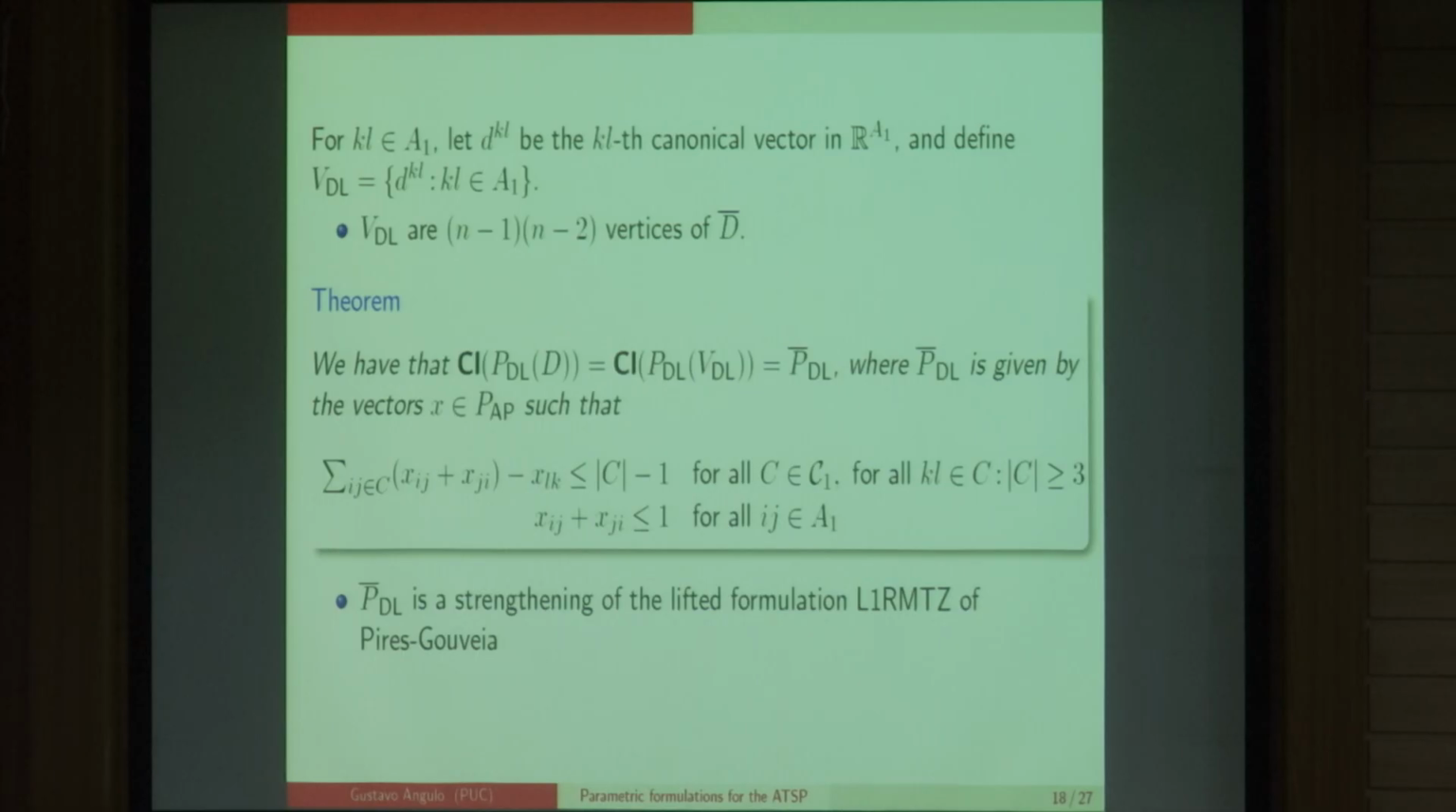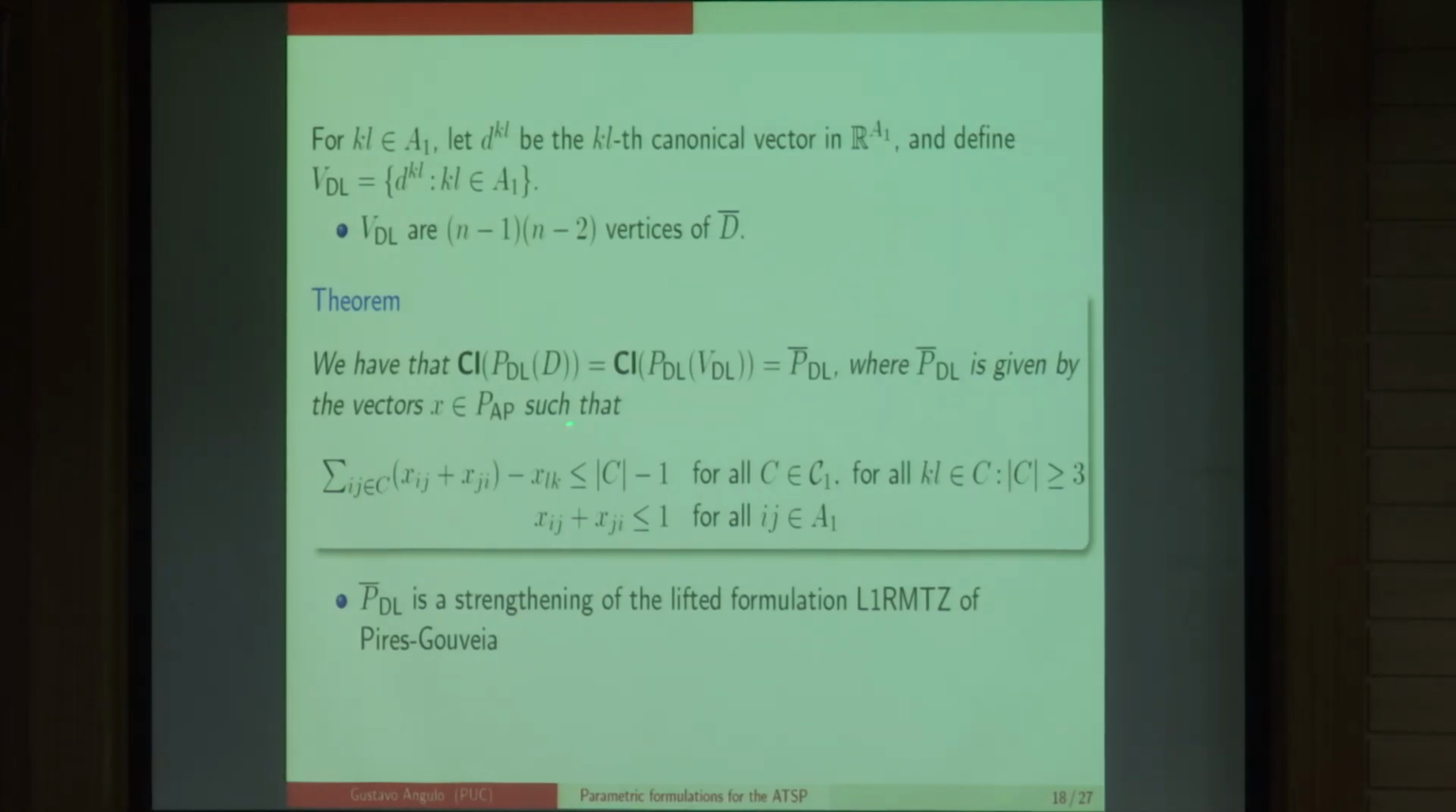This time, we will look at this particular set of vectors, which will be all the canonical vectors in R to the A1. So each of these vectors is a bunch of zeros, and we have only one arc, one per arc, right? So the number of elements that we have in this set is precisely this number, which are also vertices of D bar, but again, these are not all vertices, right?